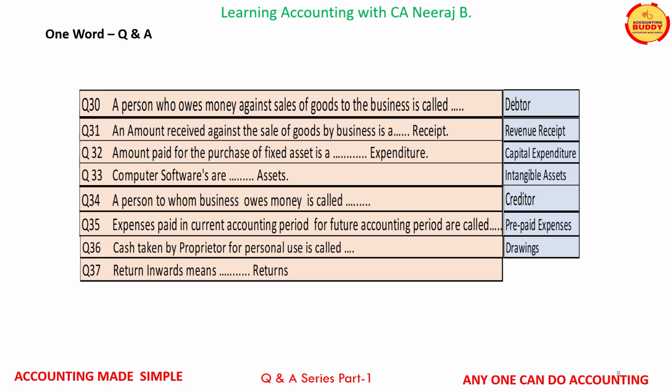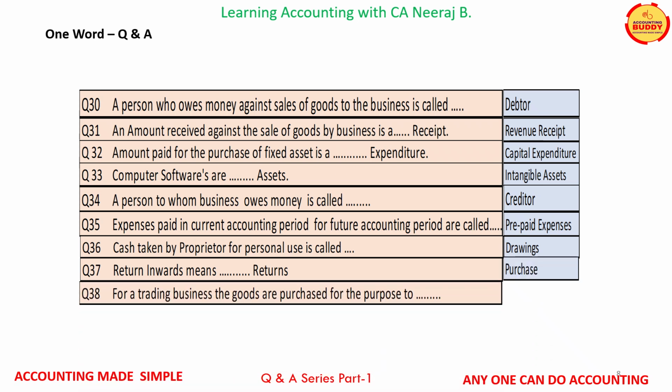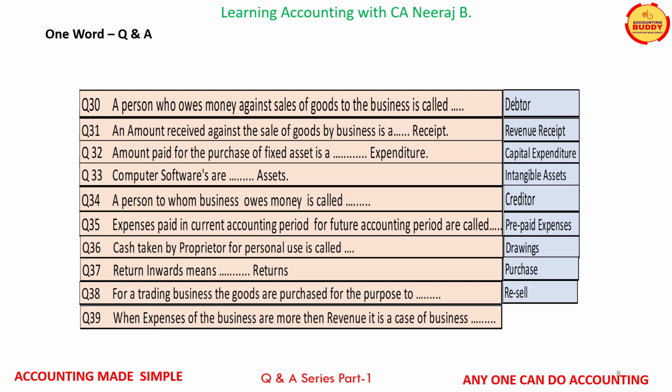Question number 37: return inward means dash returns. Yes, it is a sales return. Question number 38: for a trading business, the goods are purchased for the purpose to, yes, resell. Question number 39: when expenses of the business are more than the revenue, it is a case of loss.